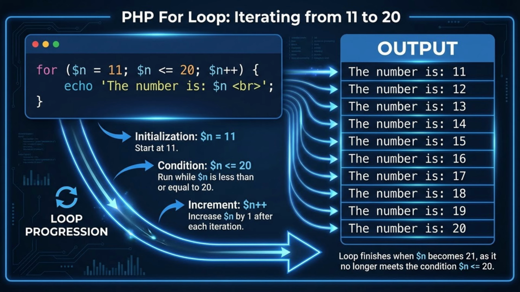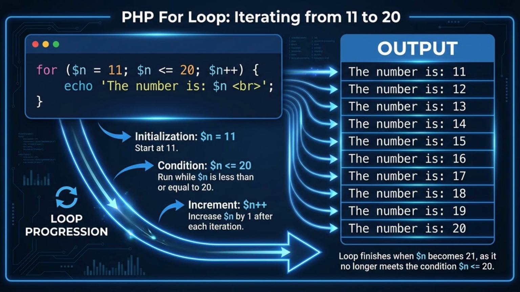The loop begins with the initialization step, where the value of n is set to 11. This is the starting point of the loop and determines the first number that will appear in the output. Once initialization is done, the loop immediately proceeds to the condition check, which in this case is n less than or equal to 20. As long as this condition remains true, the loop continues running. Since 11 is less than or equal to 20, the condition is satisfied and the execution step begins.